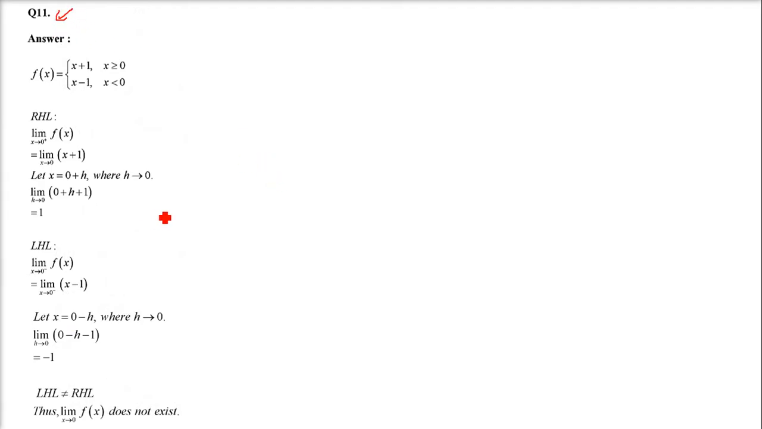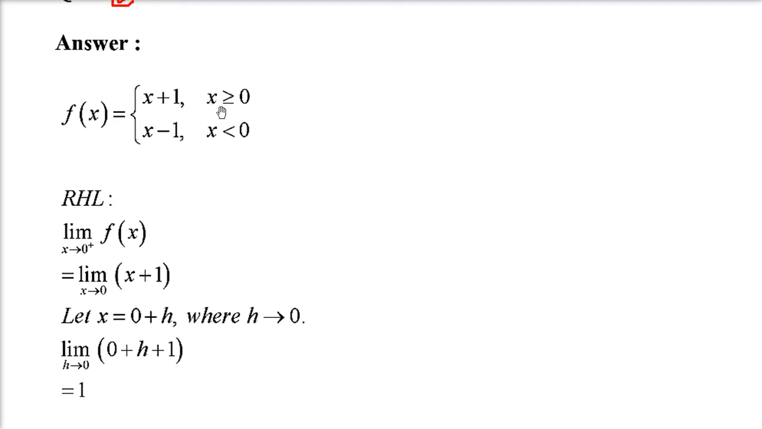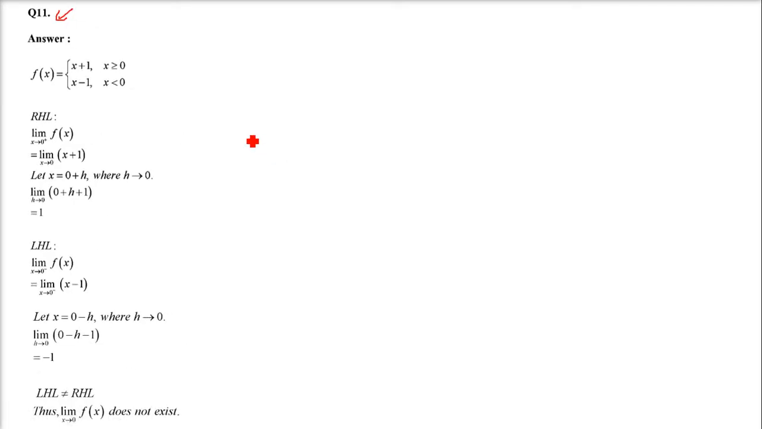Now question number 11. So we have f(x) equals x plus 1 for x greater than or equal to 0, and x minus 1 for x less than 0. It's clear that 0 is a critical point. This is a, we are going to use a here. We have to prove that the limit of f(x) as x tends to 0 does not exist.